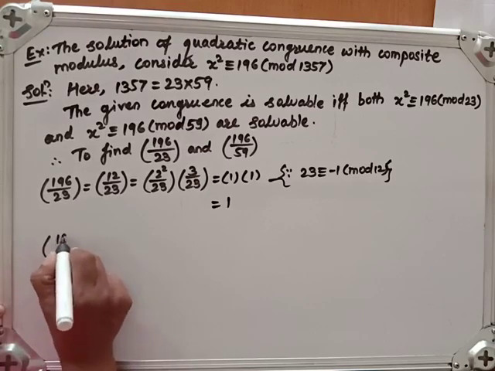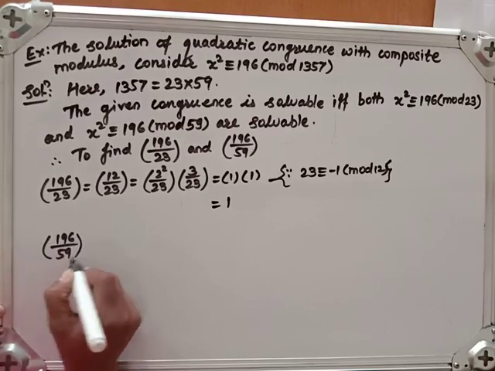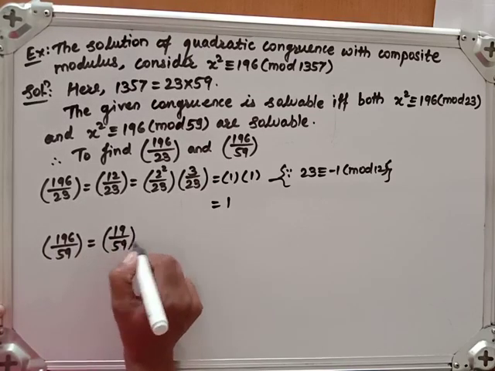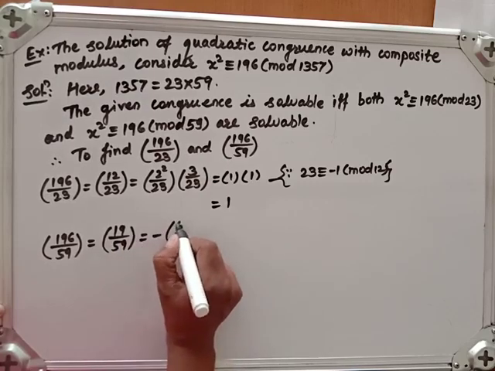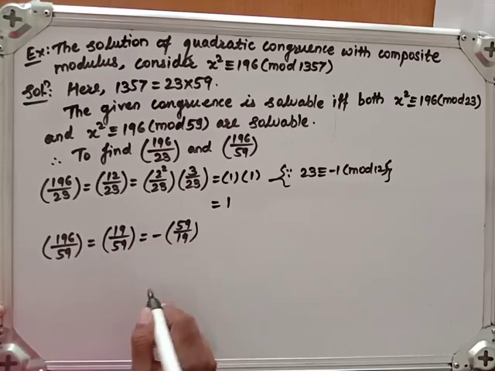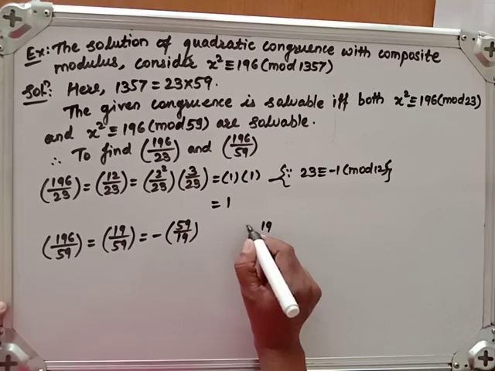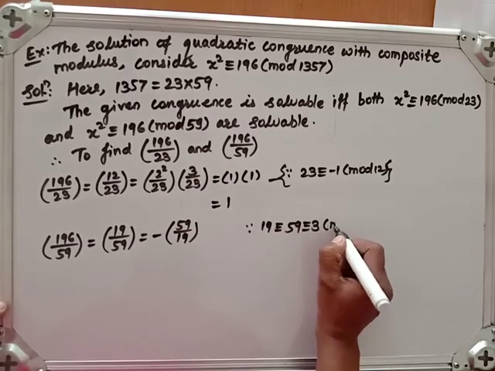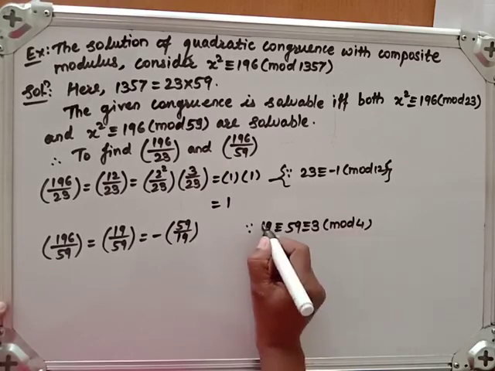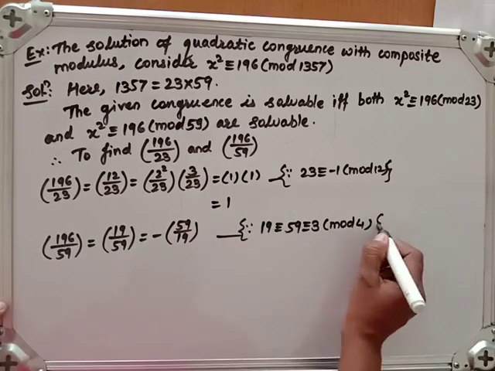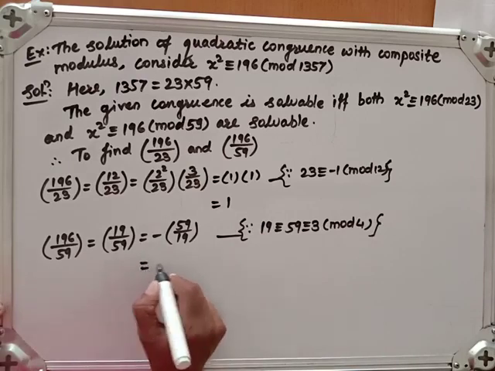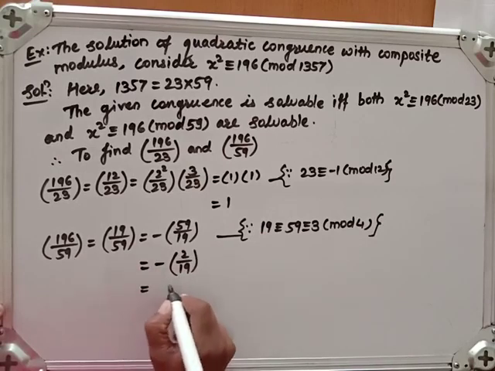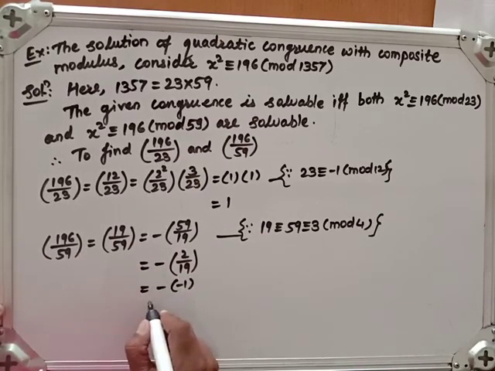Now, another part: the Legendre symbol of 196 by 59. This is the same as the Legendre symbol of 19 by 59, which is equivalent to minus the Legendre symbol of 59 by 19. Why? Because 19 and 59 are both congruent to 3 modulo 4. So this is equivalent to minus the Legendre symbol of 2 by 19. That is minus of minus 1, which is equal to 1.